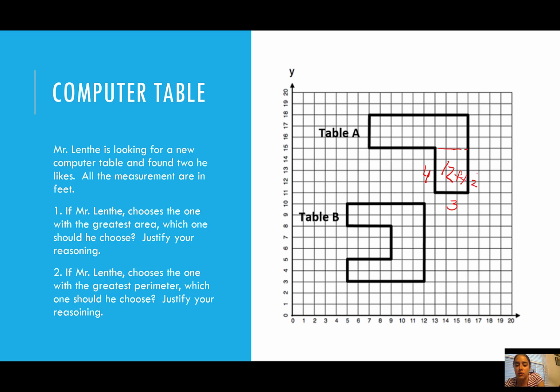And then if I do this one, it's 1, 2, 3, and then 1, 2, 3, 4, 5, 6, 7, 8, 9. 9 times 3 is 27. So I have 27 feet squared. And then if I wanted to find the total area, I can add this up. 27 plus 12 gives you 39 feet squared. That's for table A. Now let's look at table B.